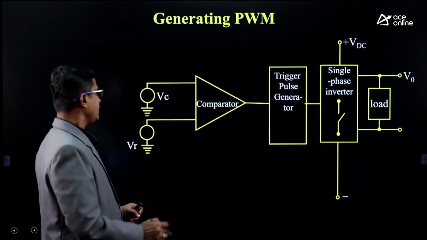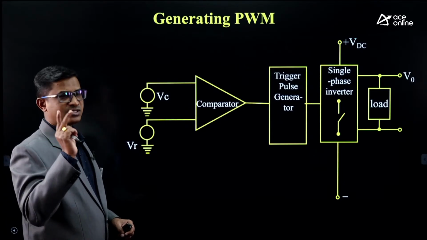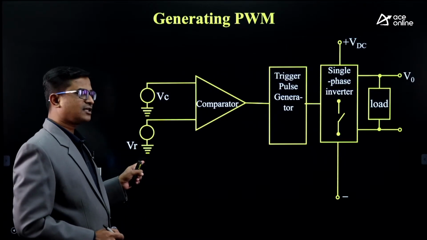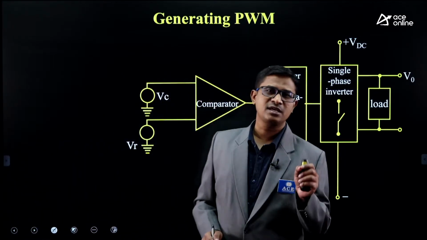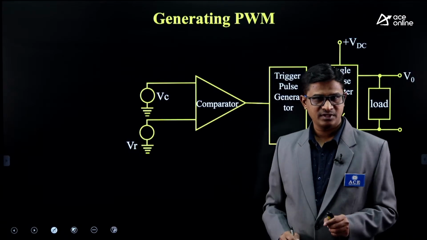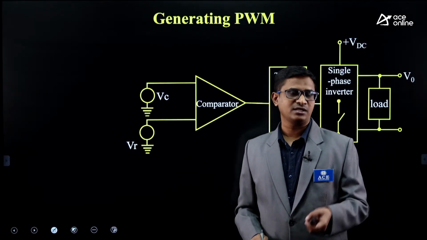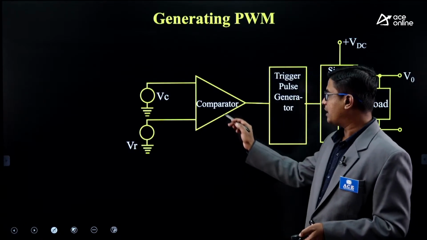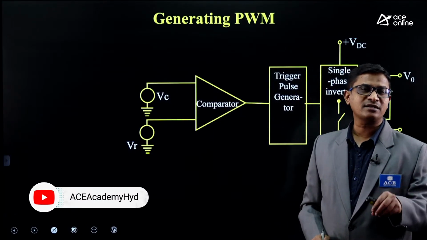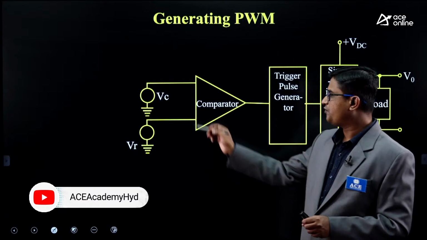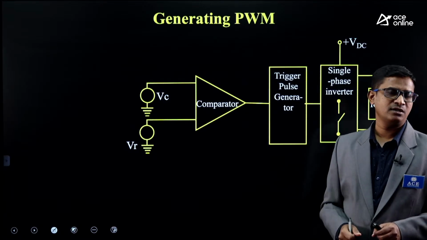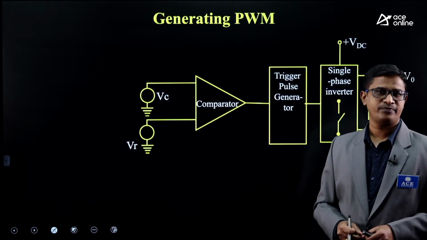Here the inputs to the comparator are two signals. One is the carrier signal, VC, and the other is the reference signal, VR. In a single PWM technique, the carrier signal is triangular and the reference signal is rectangular. The comparator compares the values of VC and VR. Based on that, the comparator gives the output either as 0 or 1, that is low or high.